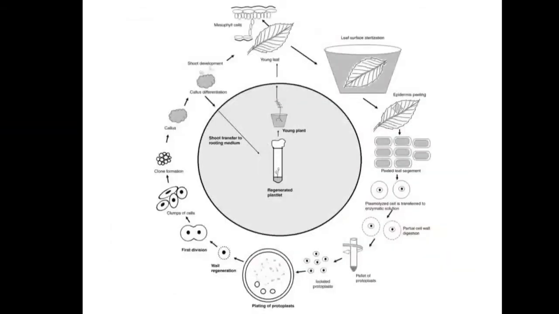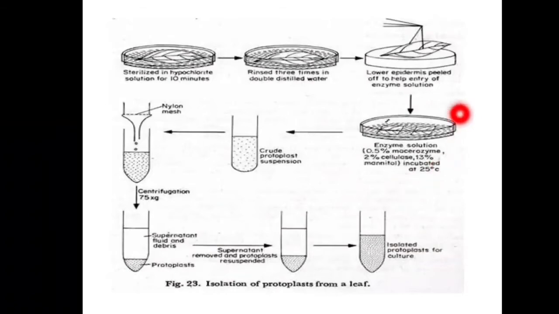So you can see here the protoplast culture, and the protoplasts just after the isolation. Here we have isolated the protoplasts. How have we isolated them? We have taken the mature leaf and kept it in hypochlorite solution for 10 minutes. After that we rinsed it using distilled water, which maintains the pH and osmolarity of the enzyme solution.